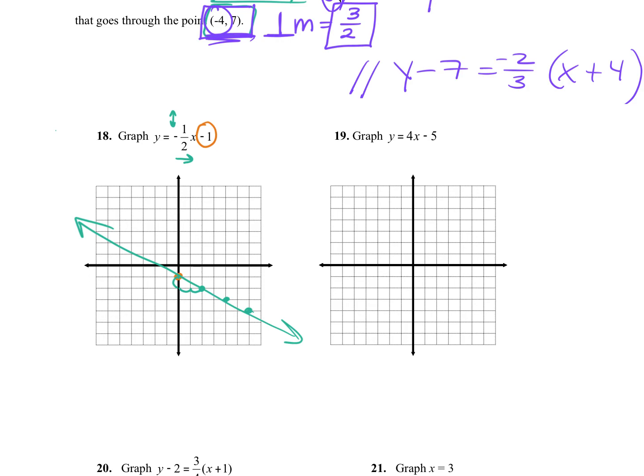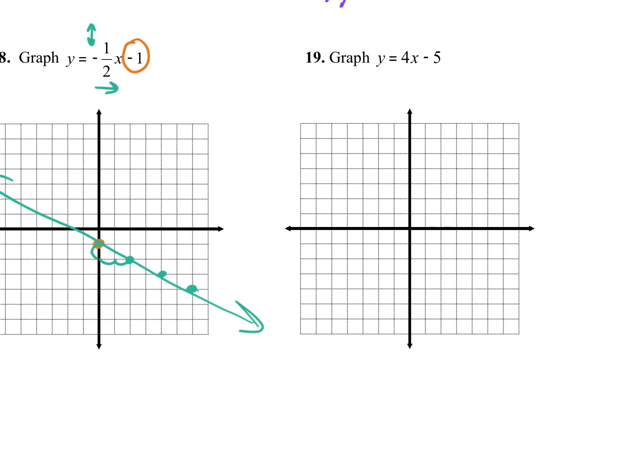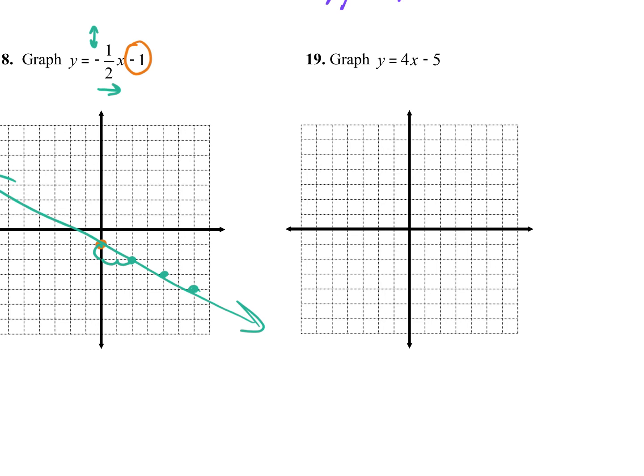Where do you go for the next one? 4x minus 5. Down 5: 1, 2, 3, 4, 5. And where do you move from there? 4 over 1. A positive 4 is 4/1. So we're going 1, 2, 3, 4 up over 1, and again 1, 2, 3, 4 over 1. And we get that line.